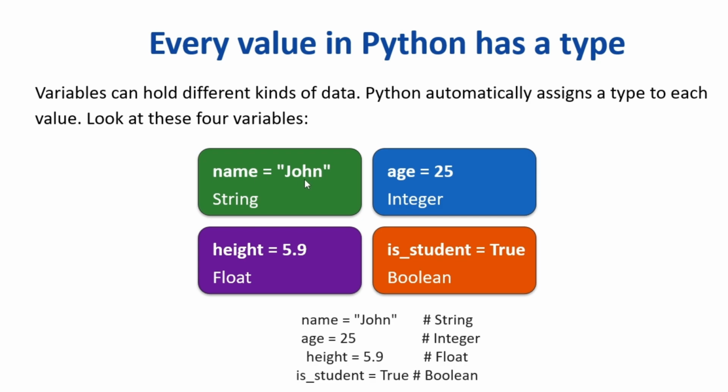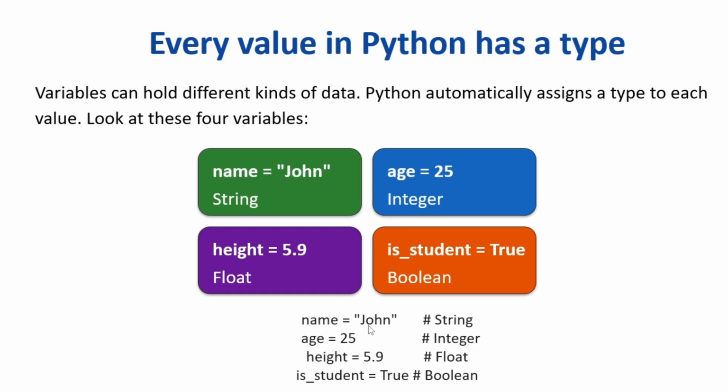So name is John, and here it is a string type of data. Age is 25 and it is an integer type of data. Height I have taken as 5.9, which is a float type of data. One more variable I have taken is is_student, which is equal to True or maybe False, which is a boolean type of data.